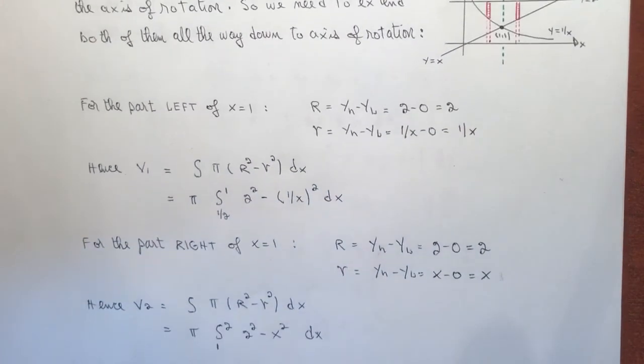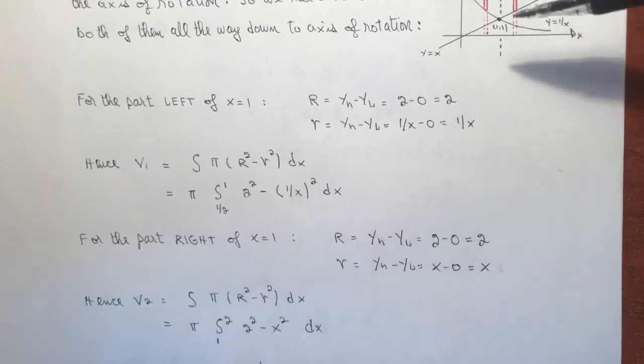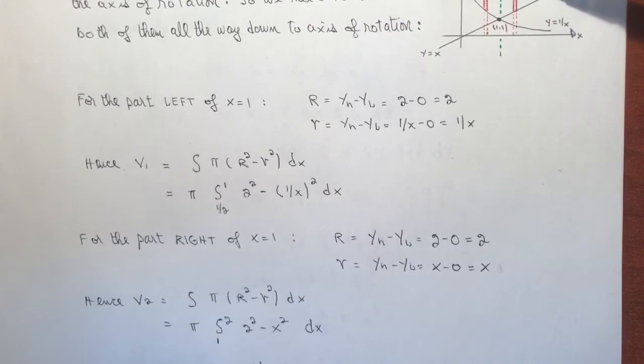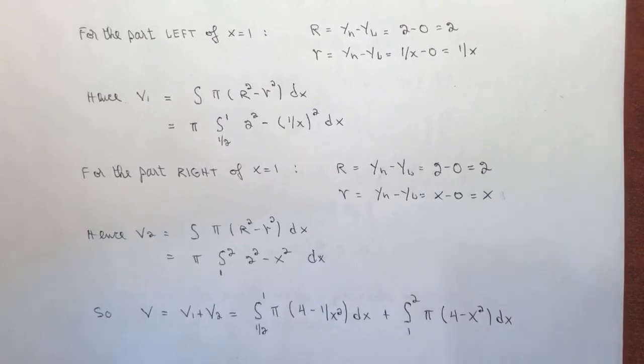So V2 is actually the integral of pi times big R squared minus little r squared. This time, it runs from 1 to that point, which if you remember was 2. So the integral from 1 to 2, with pi outside, of 2 squared minus x squared, giving us the following volume.